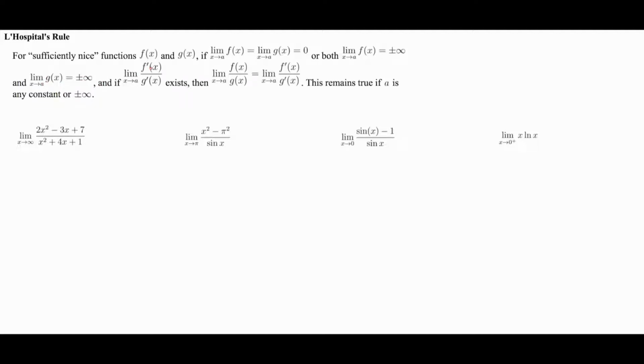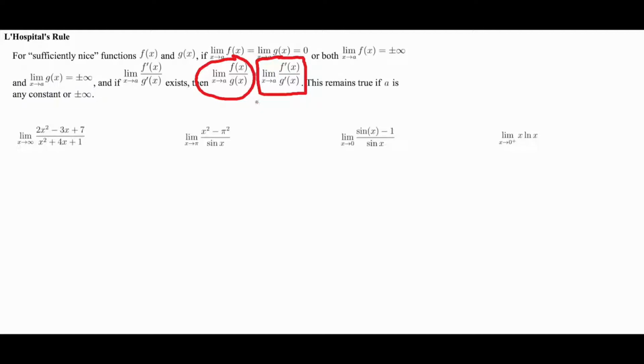then if you take the derivative of the top divided by the derivative of the bottom and take the limit of that, and that limit exists, then the original limit that you might be looking for, the limit of f of x over g of x as x approaches a, is equal to the limit of the derivative of the top over the derivative of the bottom.